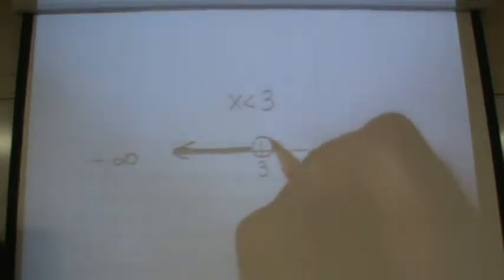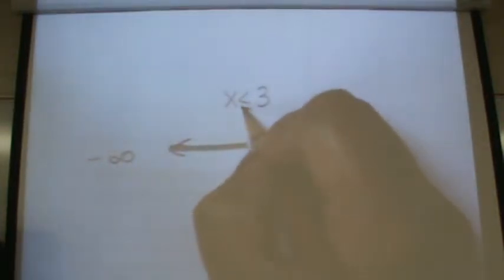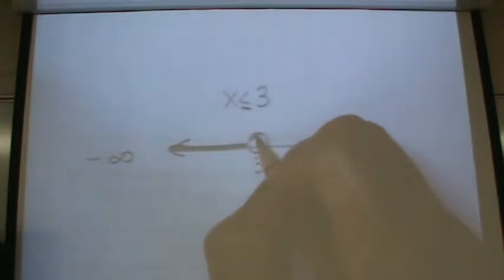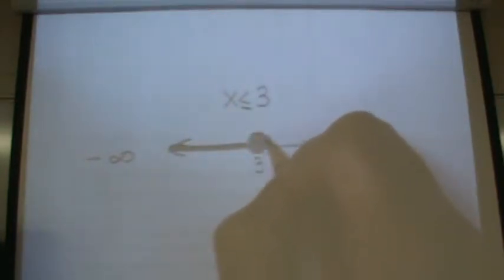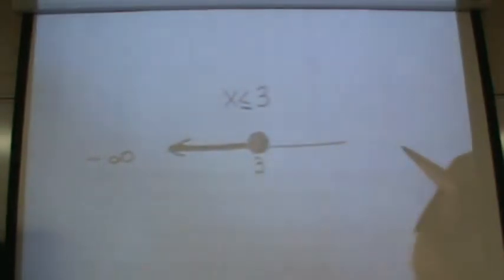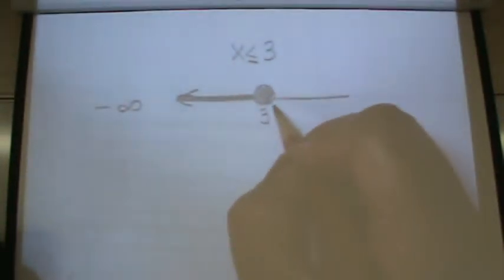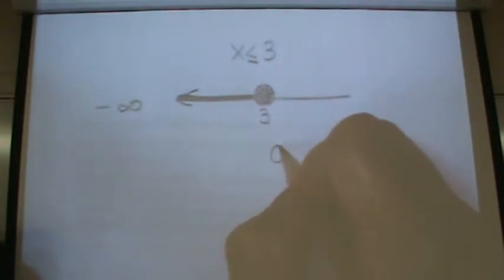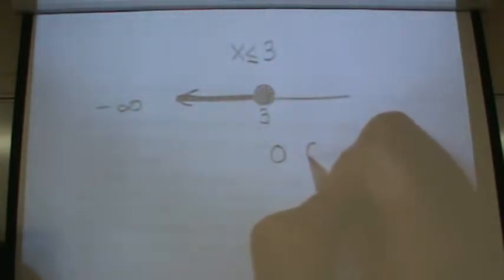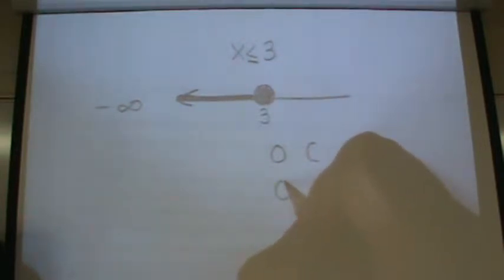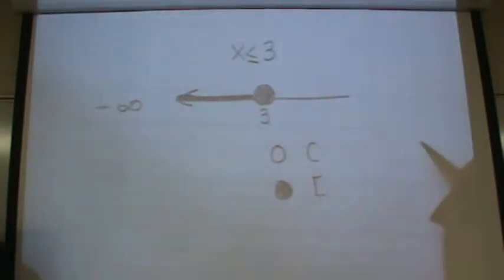Now, if there was a bar here, what did you do different? It would be a closed circle, because it's including that critical value. Now, in this class, instead of an open circle, we're going to use a parenthesis. And instead of a closed circle, you're going to use a bracket. So the new way. We did this last year, right? Yeah.